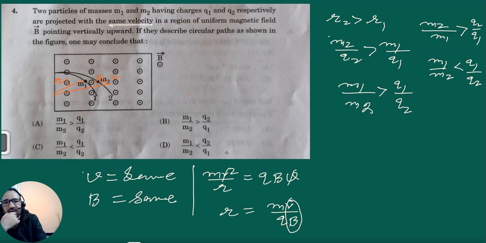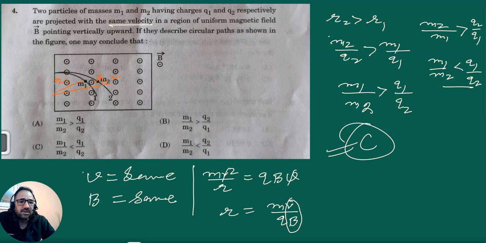Let's see the option here. Q2 upon Q1, here this is Q2. Q2 will come down, Q1 will go up. Okay, this is not the answer. So when you reciprocate again, it becomes M1 by M2 upon Q1 by Q2. Option C is coming here. So dear children, in mathematics, when you reciprocate the numerator and denominator, greater than becomes less than. So option C is coming up according to me.